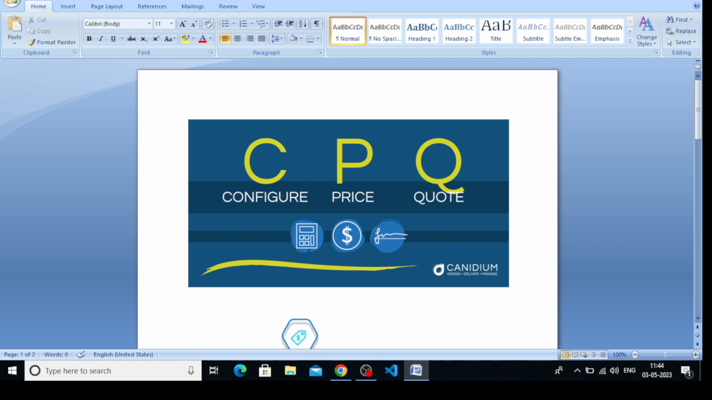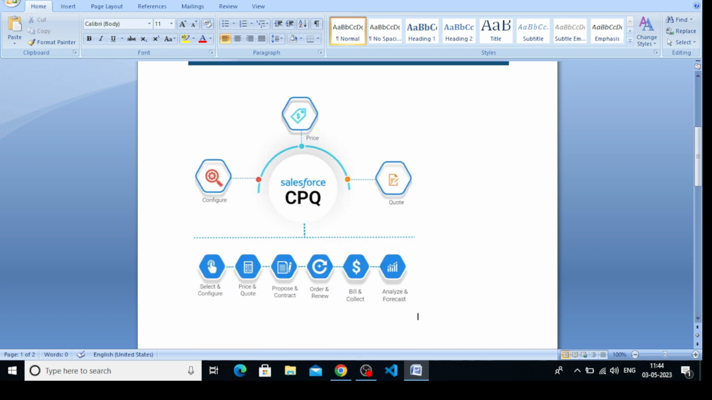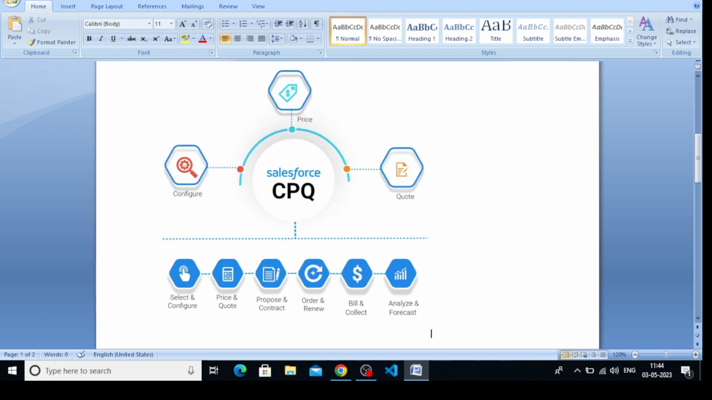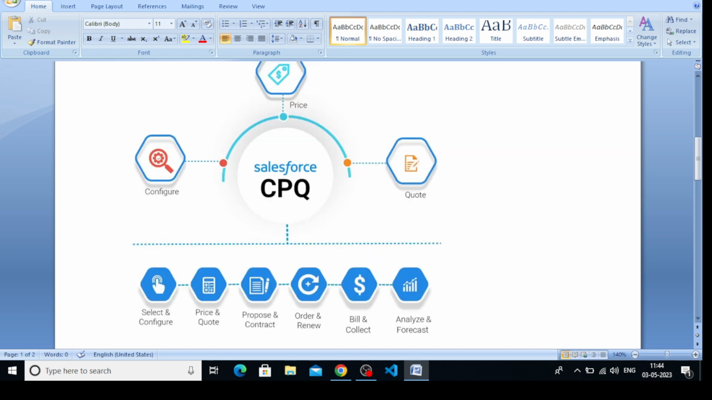Now we start with CPQ. What features are provided in CPQ to streamline the sales process of a company? Let's see some slides and we can understand how it goes. In the first slide I presented the CPQ definition, and coming to another slide, I will zoom in for you. So in Salesforce CPQ, C means configuration, P means pricing, Q means quotation.